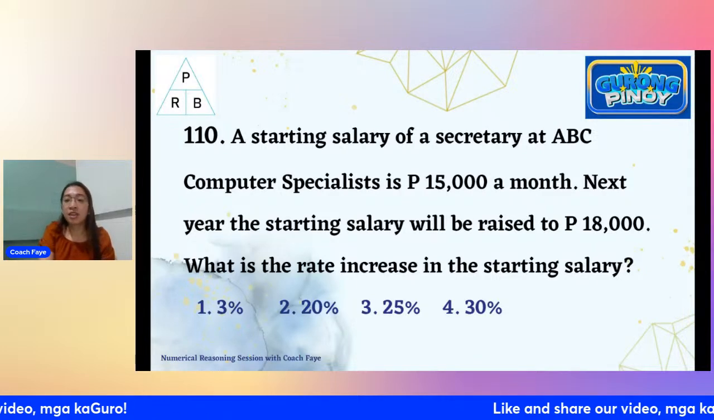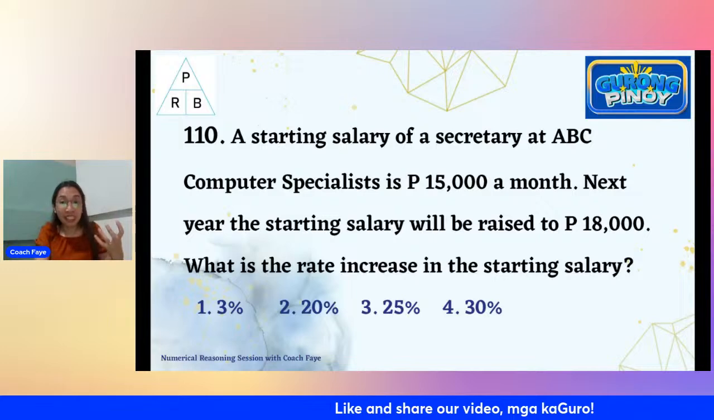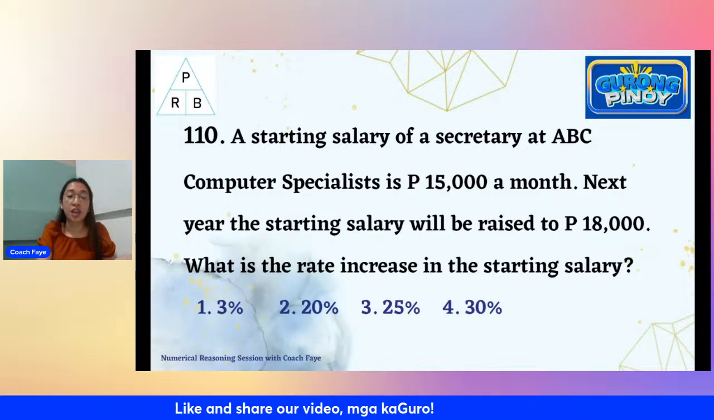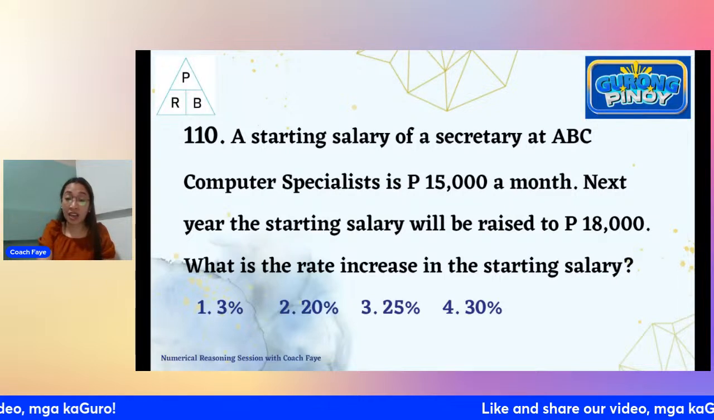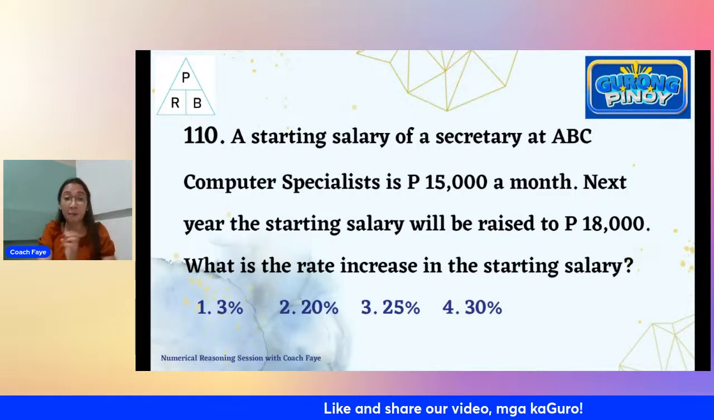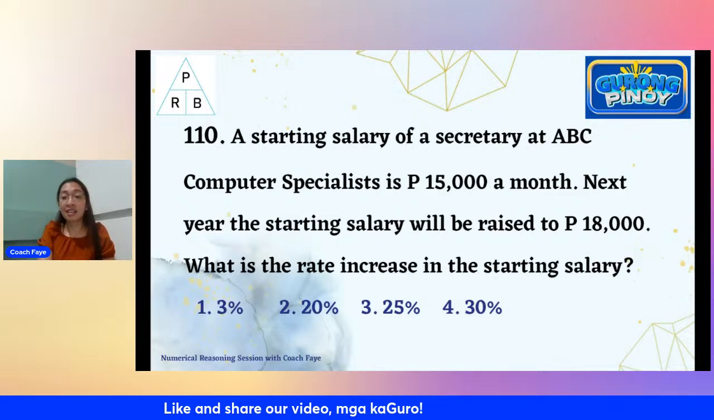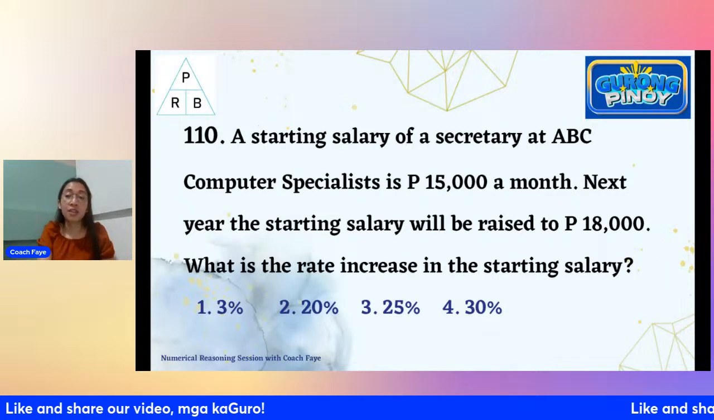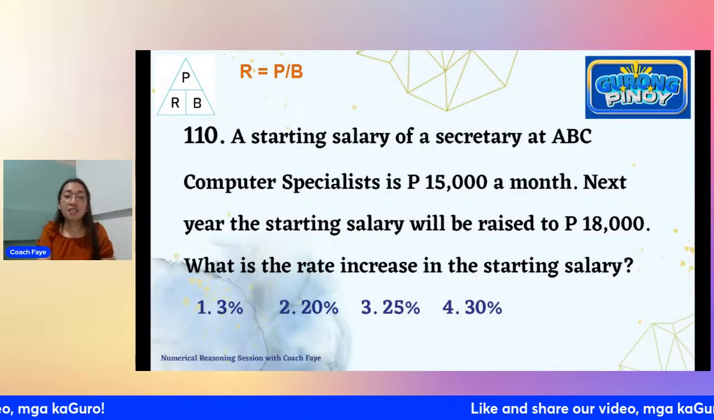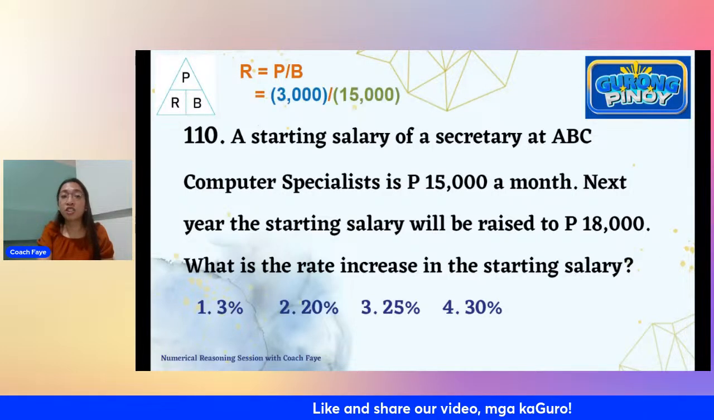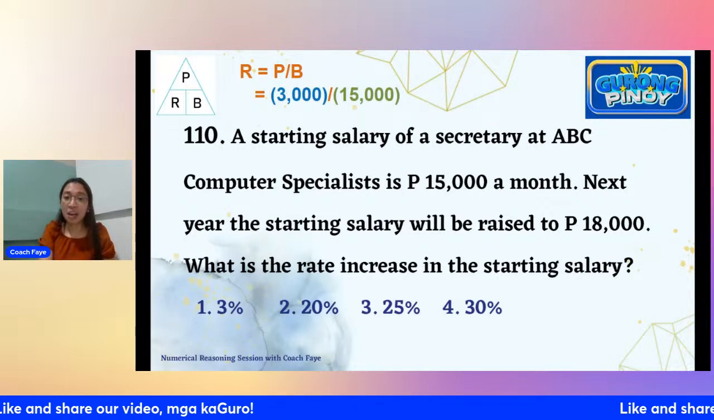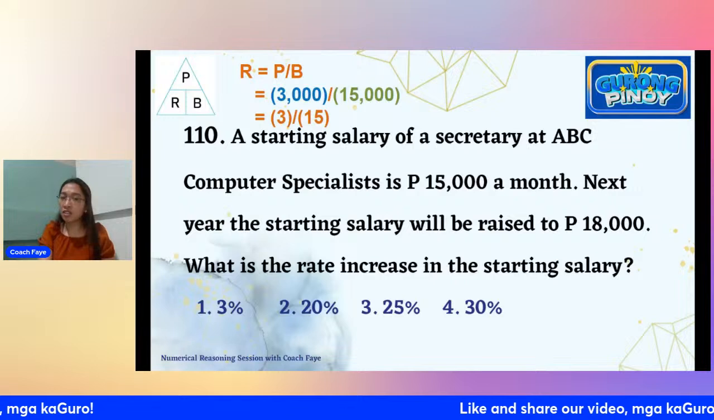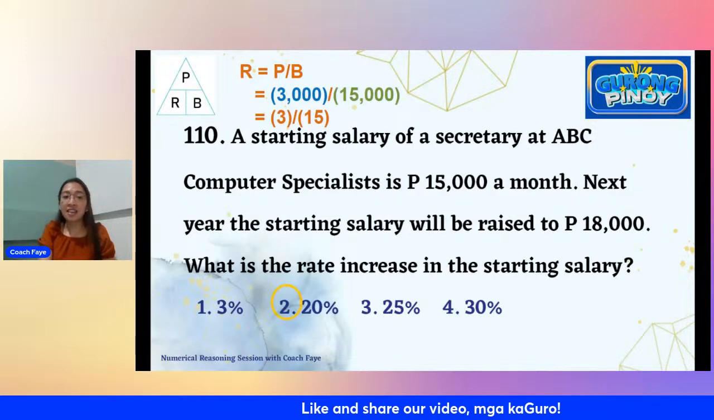So yung item dito is, ano yung base natin? Yung umpisa talaga, which is 15,000 pesos. I-raise siya sa 18,000. So your portion should not be 18,000, but rather the amount na ni-raise mo lang. So from 15,000 to 18,000, that is 18,000 minus 15,000. So that's 3,000. So this is, the rate should be P over B. Your portion is yung 3,000 na ni-raise over the base na 15,000. I would prefer to remove the zeros first. So that's 3 over 15. And that is the same as 0.20 or 20%.